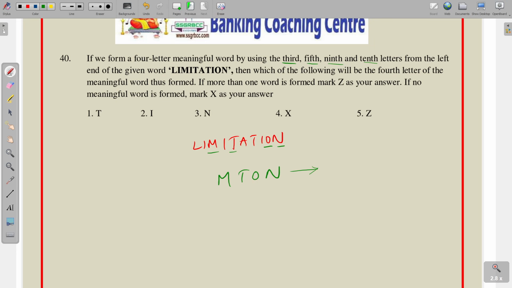So what is the answer here? That is X is the answer. Because there is no meaningful word using these 4 letters, X is the answer. Okay.